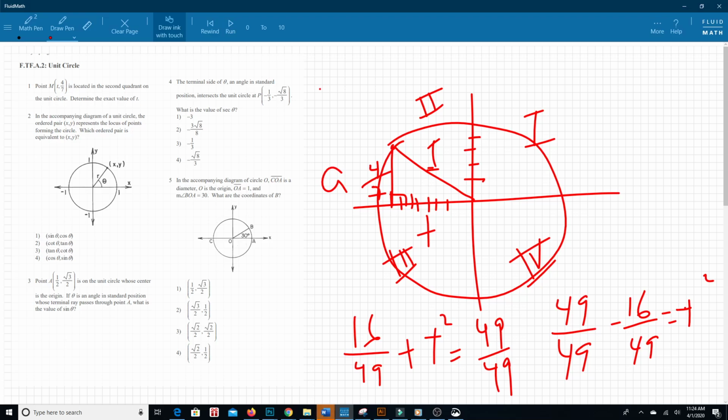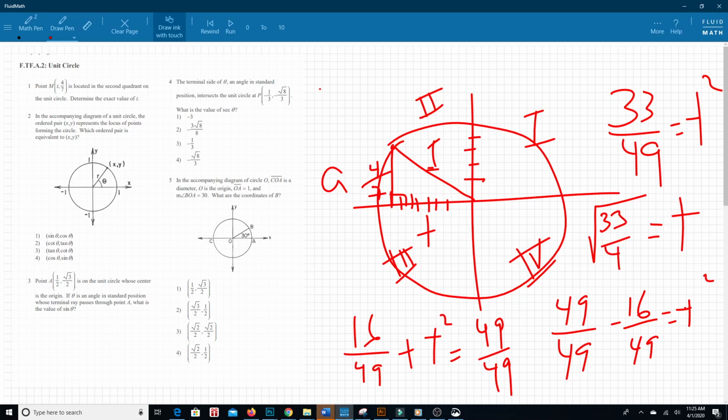So 49 minus 16 is going to be equal to what? 33. So I have 33 over 49 equals t squared. And t is going to be equal to the square root of 33 over 49.